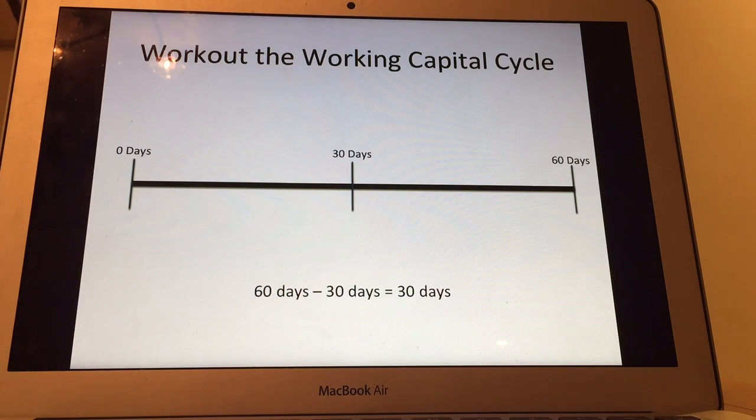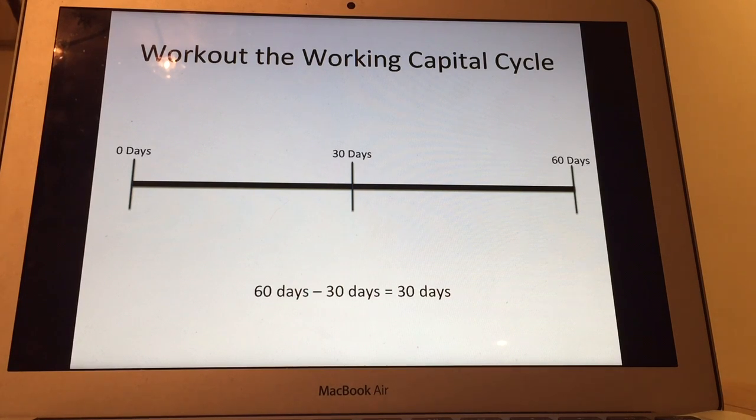0 days is where the raw materials are ordered in. 30 days is where the suppliers for these raw materials are paid out by the company. And then 60 days is when the final payment for the goalposts comes from the customer of the company. As can be seen below, it states 60 days minus 30 days equals 30 days, showing the working capital cycle for this company is 30 days.